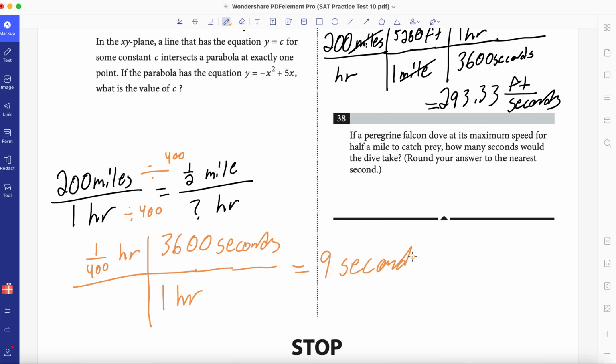So this is just a ratio, a proportion. I know that in 1 hour I can go 200 miles. If I go 1/2 mile, how many hours is that going to take? 200 divided by 400 is 1/2 mile, and 1 hour divided by 400 is 1/400th of an hour. Then we just do dimensional analysis. These hours cancel, times 3,600, and we get 9 seconds. And that brings us to the end of the calculator portion of SAT practice test number 10.